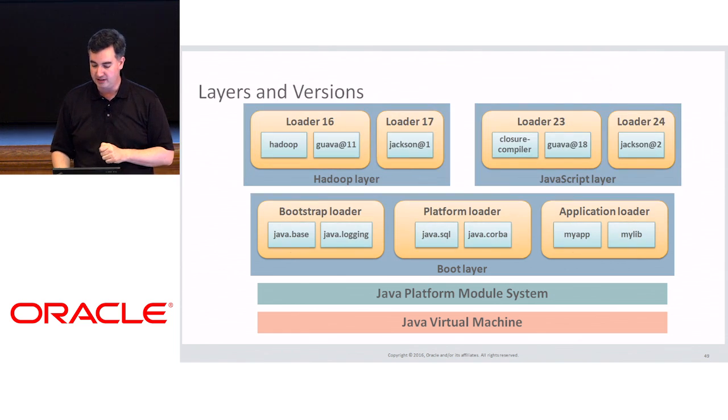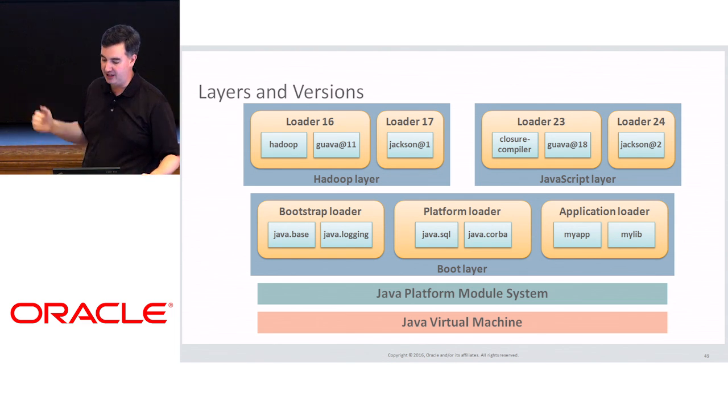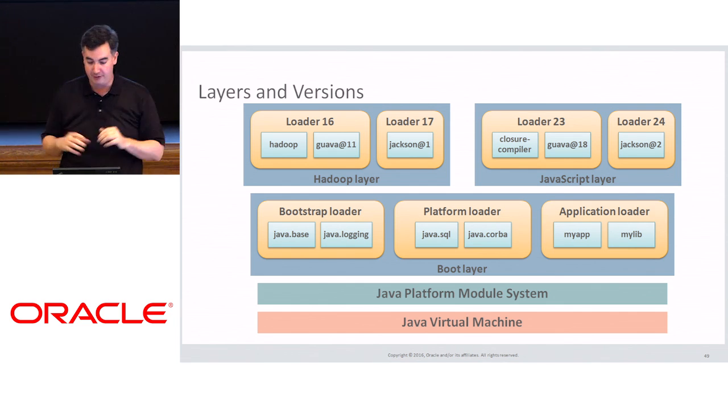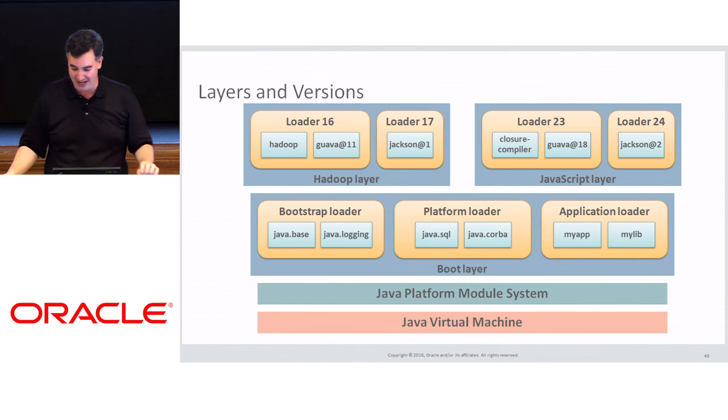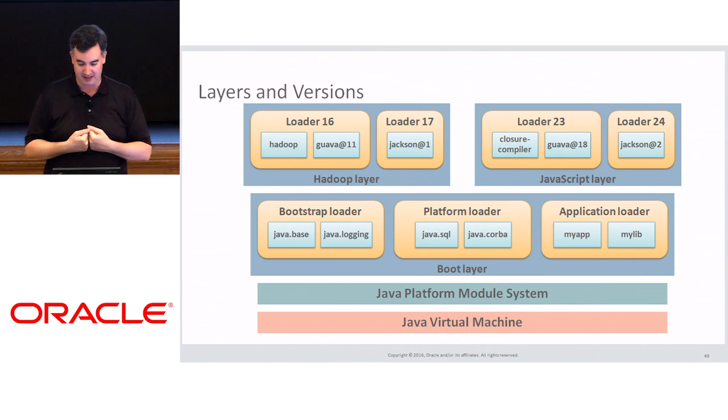And so one scenario where layers help out is supporting multiple versions of modules. Here, a framework like an app server has created two layers on top of the boot layer. On the left, the Hadoop layer reifies a module graph with Guava version 11 and Jackson version 1. On the right, the JavaScript layer reifies a module graph with Guava version 18 and Jackson version 2. Each module graph is well-formed and mapped to loaders in a sensible way. But the modules in the Hadoop layer are not aware of the modules in the JavaScript layer and vice versa.